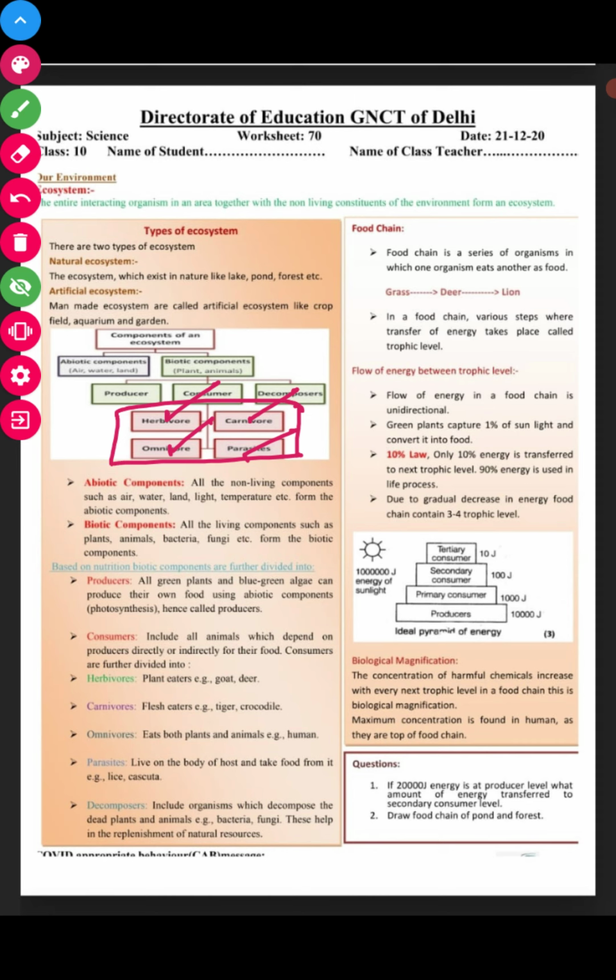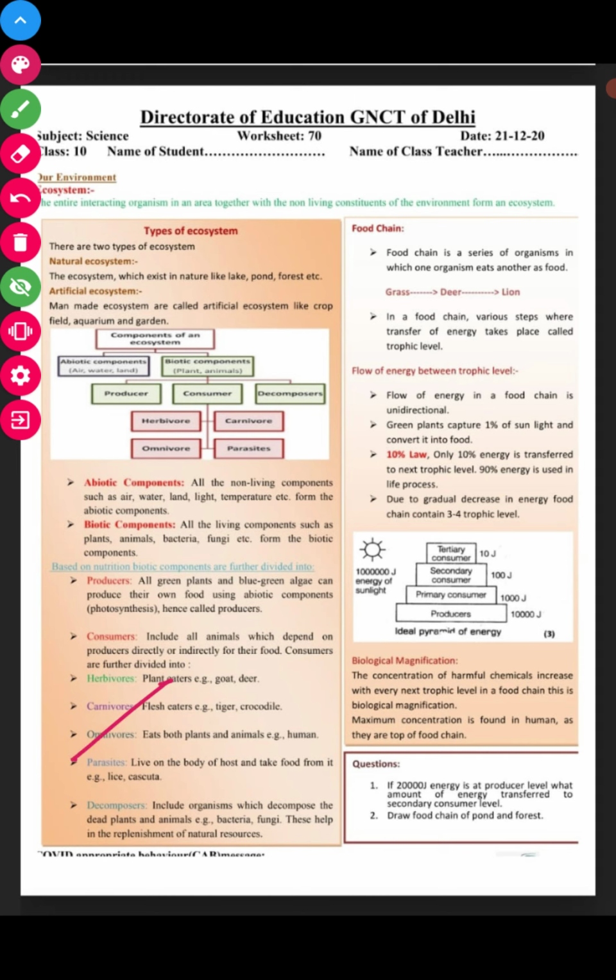Like herbivorous, we have plant eaters, those animals which eat plants only. These things are very, very simple, which you have already studied in your junior classes. So plant eaters are called herbivorous. Examples: goat, deer, elephant. Carnivorous are flesh eaters, like crocodile, tiger, wolf, etc. Omnivorous eat both plants as well as animals, like human beings and crow, etc.